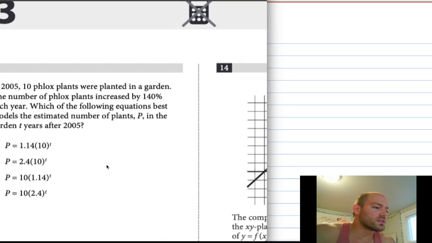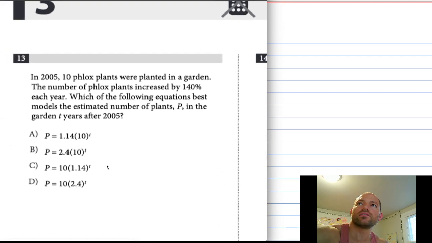Oh, this one is fun. In 2005, 10 phlox plants were planted in a garden. The number of phlox plants increased by 140% each year. Which of the following equations best models the estimated number of plants P in the garden T years after 2005?